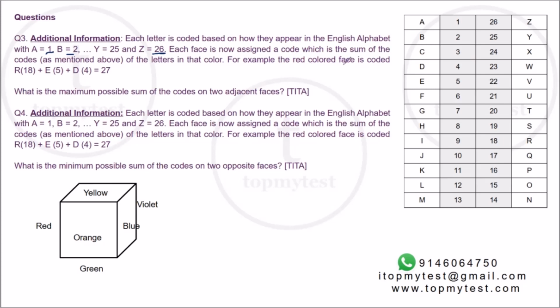For example, red colored face is coded R plus E plus D. So 18 plus 5 plus 4, that's 18 plus 9, 27. Right, so basically you add the sum of the letters. So for blue, you will do B plus L plus U plus E. So B is 2, L is 12, U is 21, and E is 5. So that's 33. 33 plus 7 is 40. Right, so you will get all these different cases.